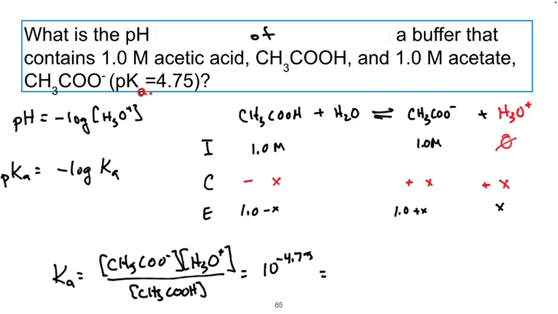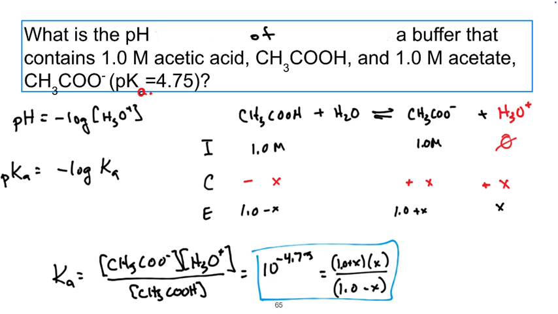We could then go through and sub those values in. 1.0 plus X times X all over 1.0 minus X. We now have an expression, and what can we do with that expression? Solve for X. Right? It's going to get a little bit messy, but you can go through and plug in numbers. You can make assumptions. The assumptions will probably hold valid, and you should be able to plug it in.